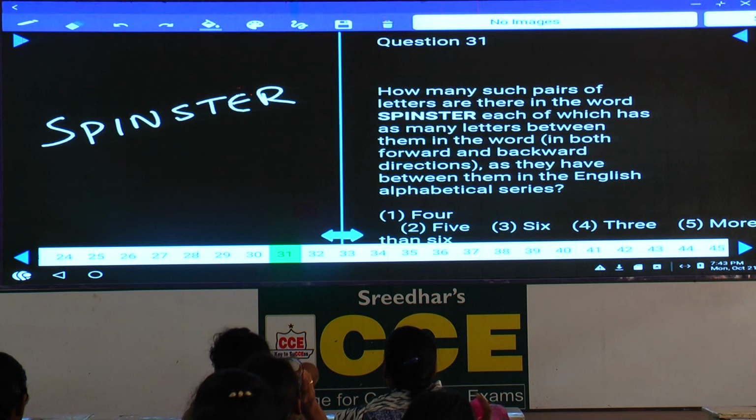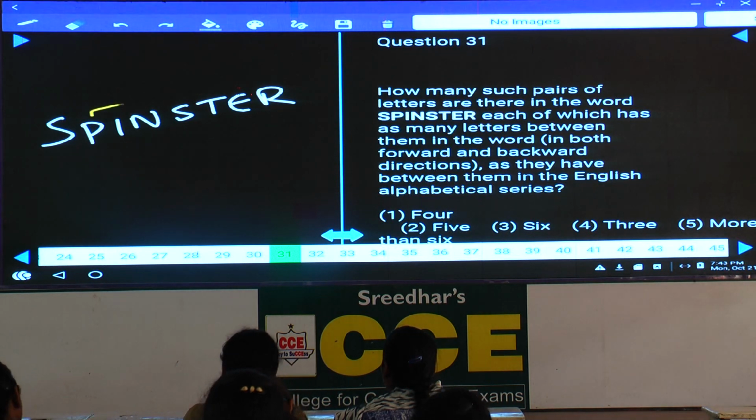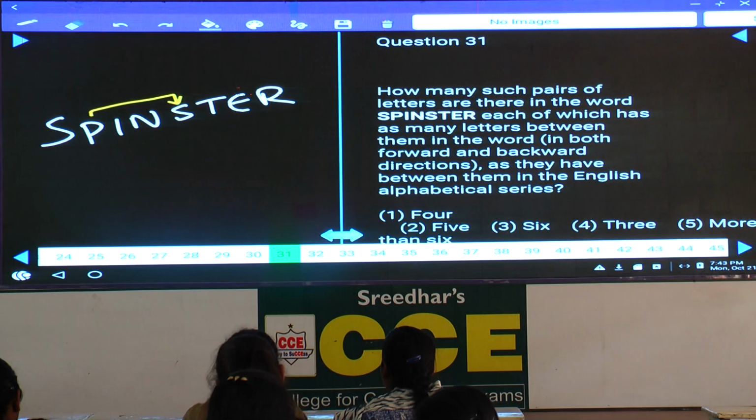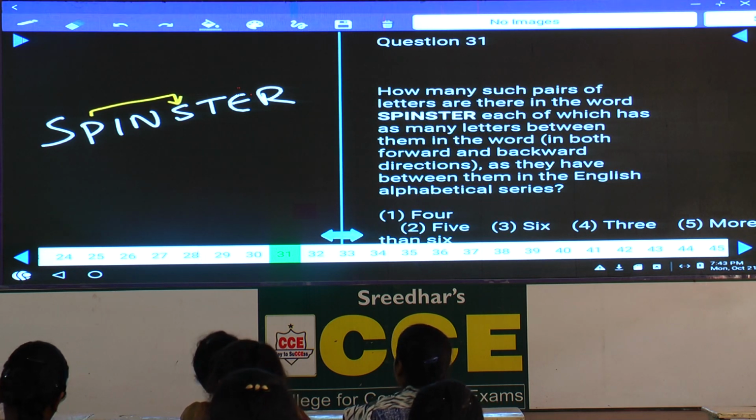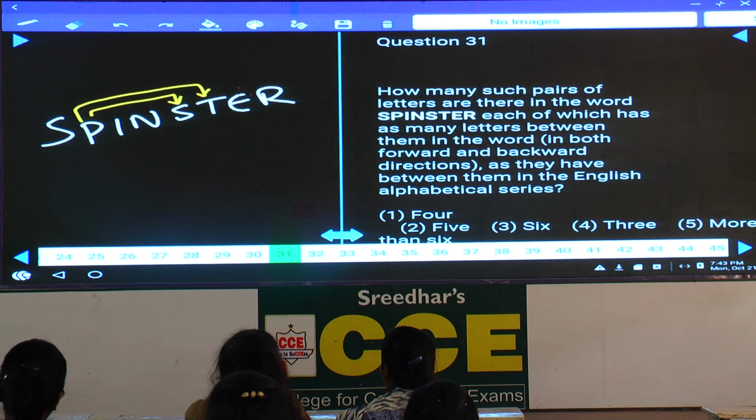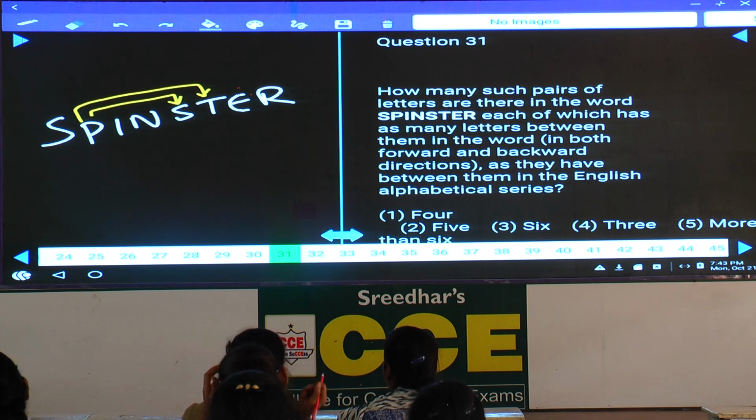Now starting with S: Q, R, S, T. P, Q, R, S, T. Now P and S. In between P and S, tell me how many letters we have? 2 letters. And in alphabetical order also, in between P and S we have only 2 letters, Q and R. P, Q, R, S and P, Q, R, S, T. Isn't it?